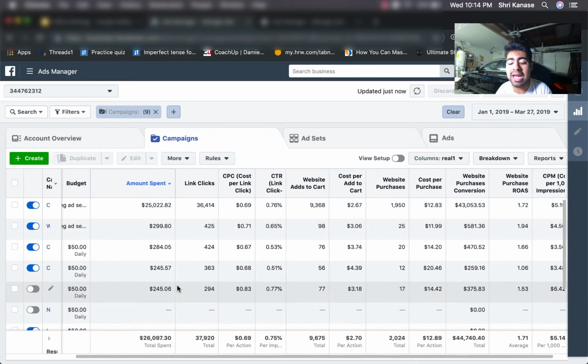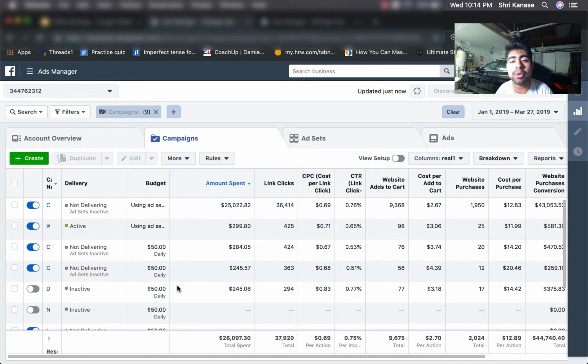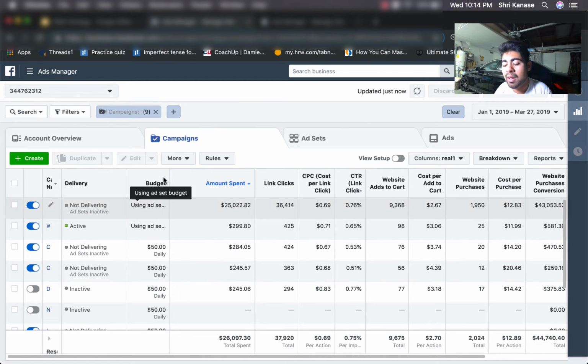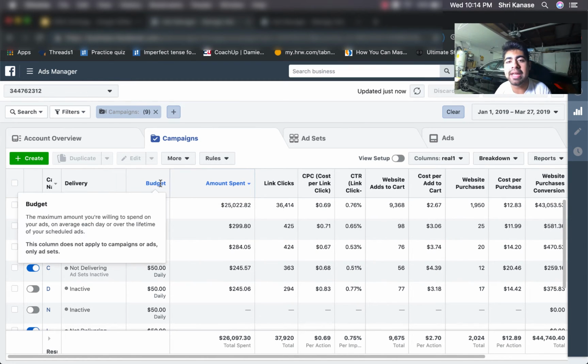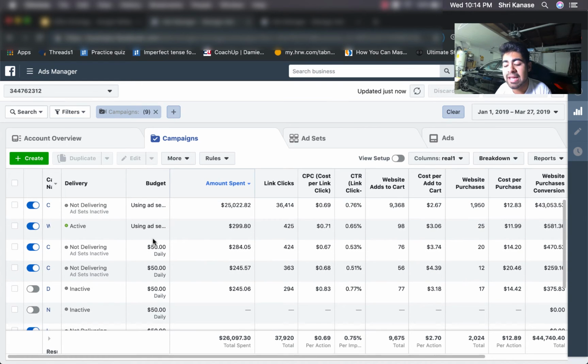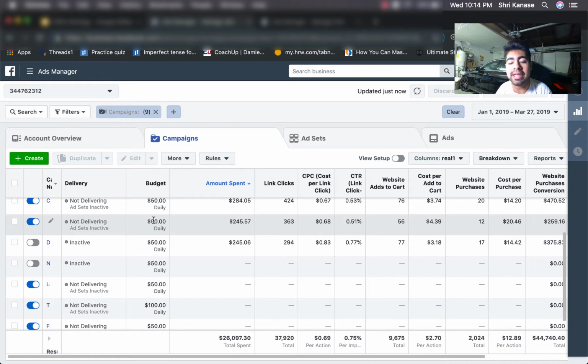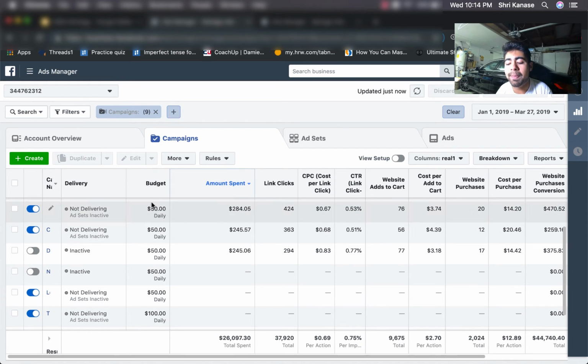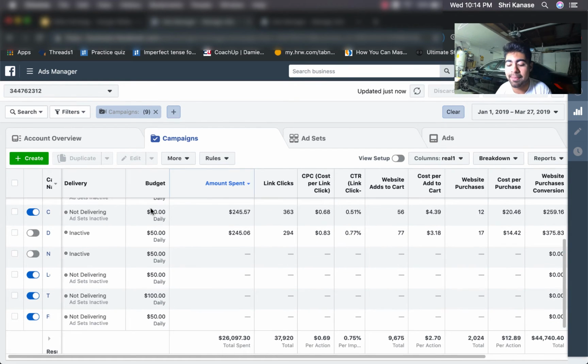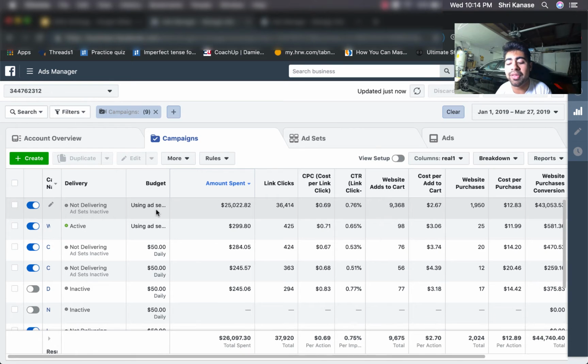But what I want to show you guys is, first of all, a few things regarding CBOs. So as you can see, I'm at the campaign level, but when you see the budget metric right here, you can see that there are some that say using ad set budget and some that say the budget immediately. And these ones showing the budget immediately are the CBO campaigns, and these ones not showing them are regular campaigns which have ad set level optimization, meaning you set the budget at the ad set level.